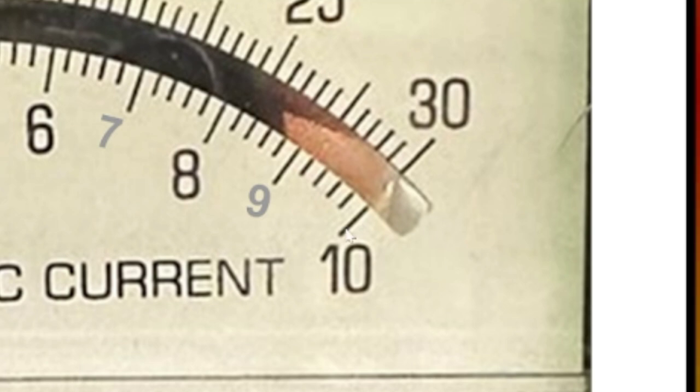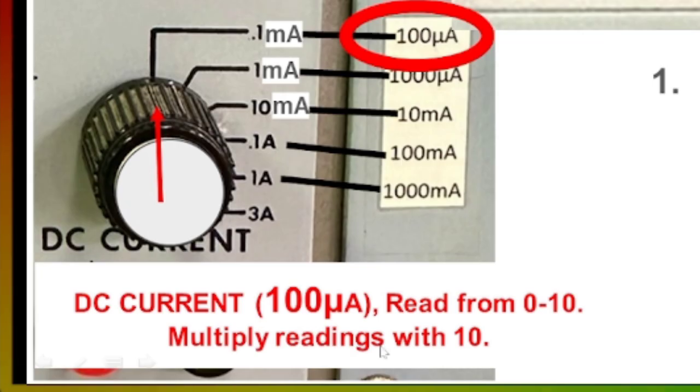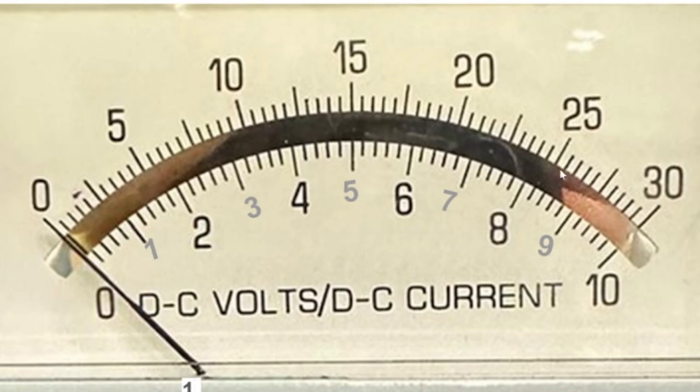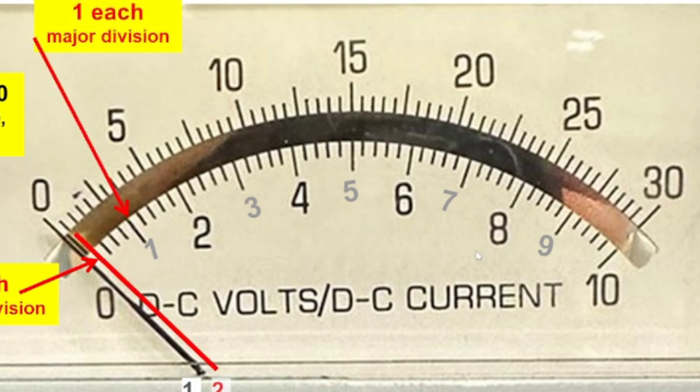Again, you cannot think of this as 100 right now. To make this 100, we have to multiply 10 by 10. Therefore, all our readings this time will be multiplied with 10. So our limit is 100 microamperes, but we will read from 0 to 10, but multiply it with 10. Again, ignore or do not look at the top. Just look at the bottom. Let's try the first reading.